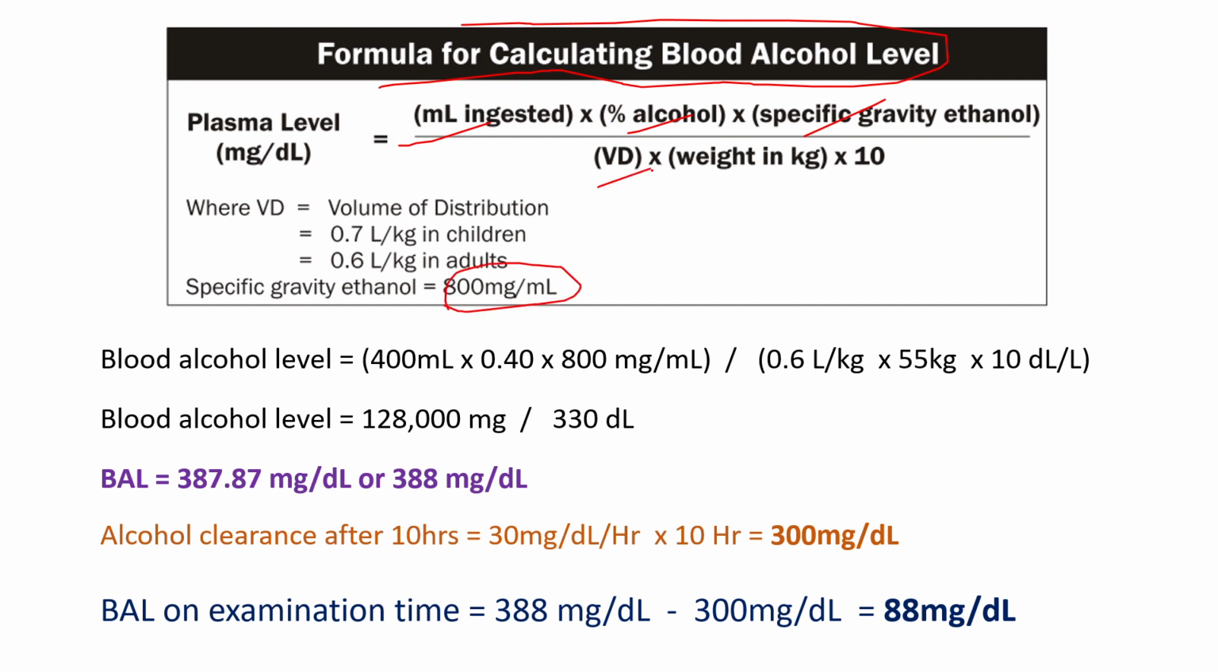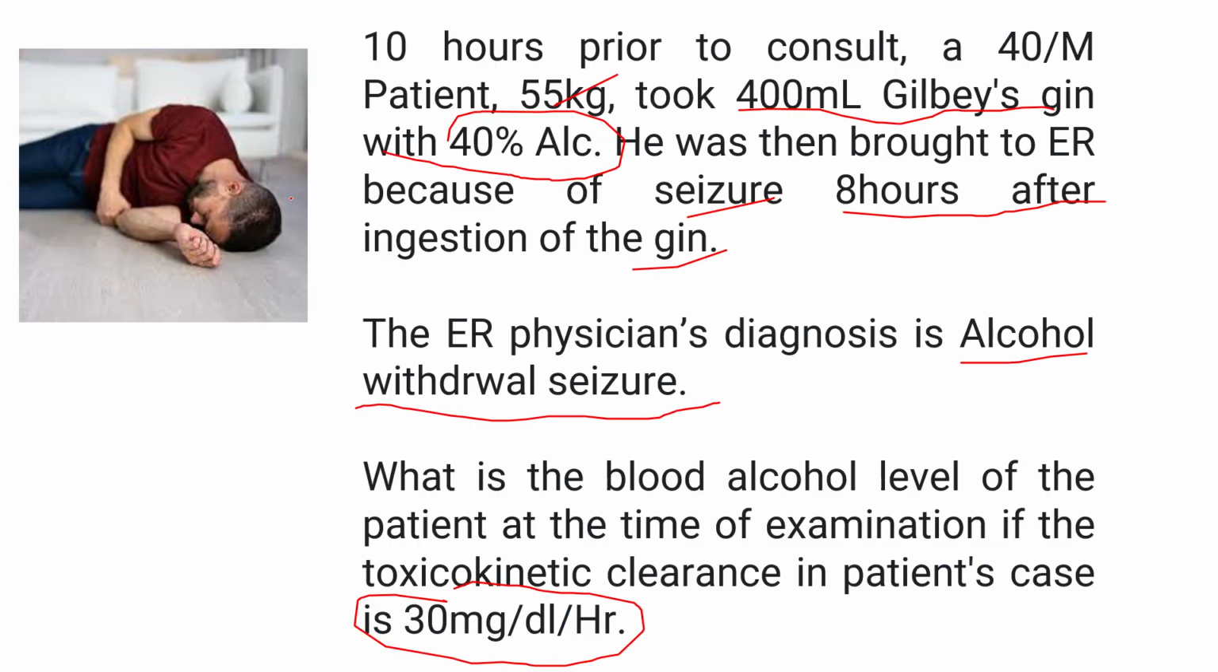Then divided by the volume of distribution, for adults we use 0.6 liters per kilogram, for children 0.7, times the weight of the patient and times 10. This is a constant to convert liters to dL. So 1 liter is equivalent to 10 deciliters. So let's compute based on this case.